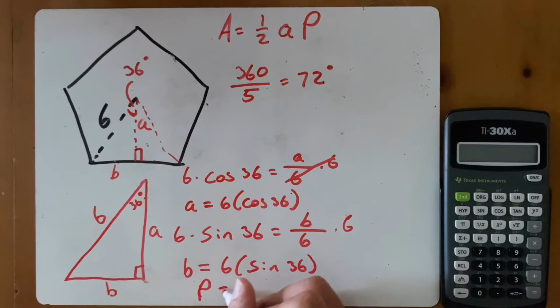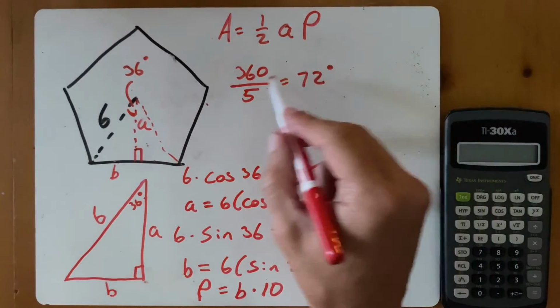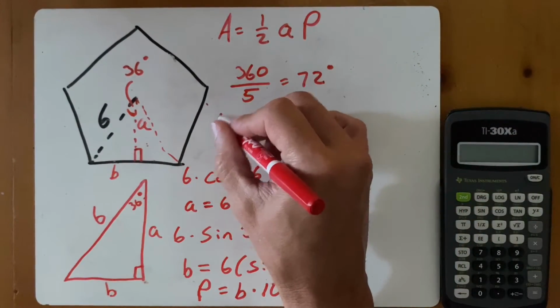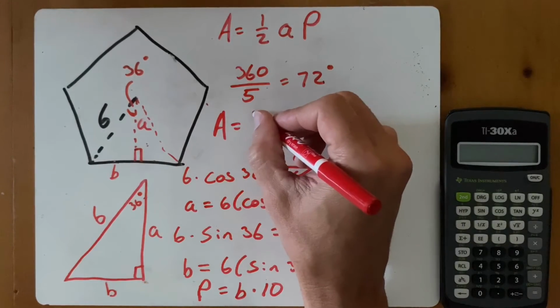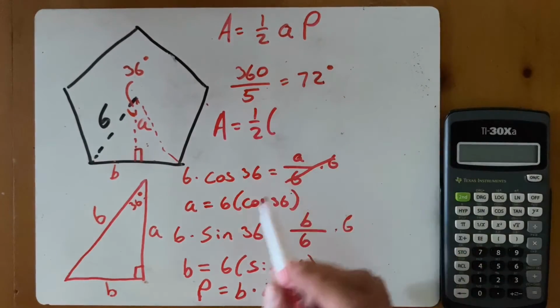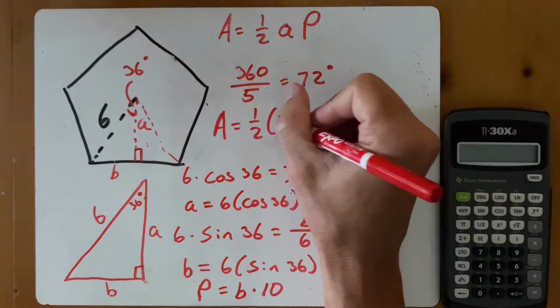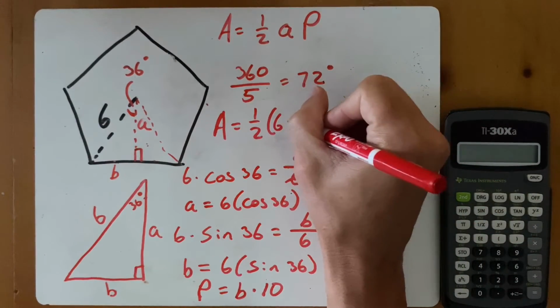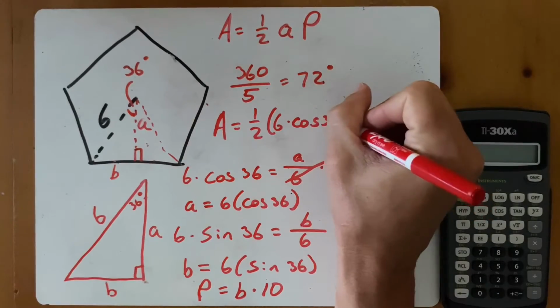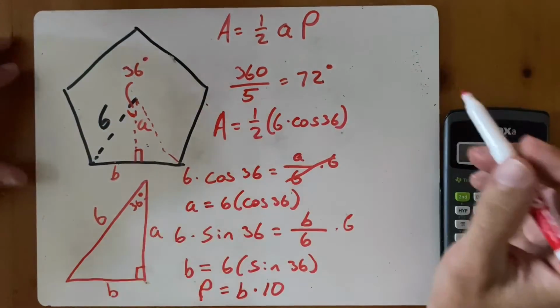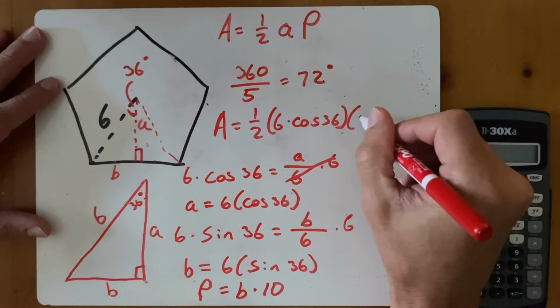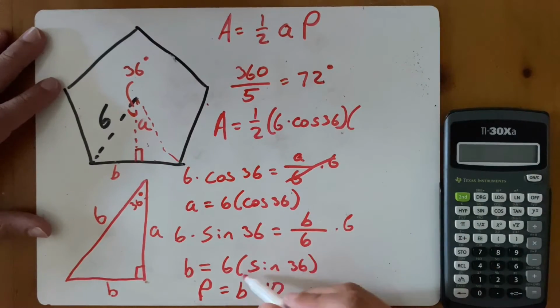All right, so perimeter is going to equal B, which is 6 times sine of 36, times 10. Okay, so let's write that all out in our equation up here. So the area equals 1/2 times A, which is 6 times the cosine of 36, times perimeter, which is 10 times B, which is that.